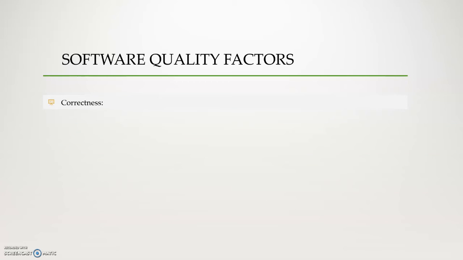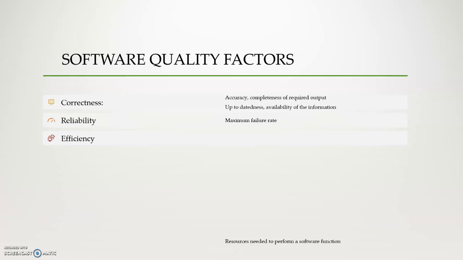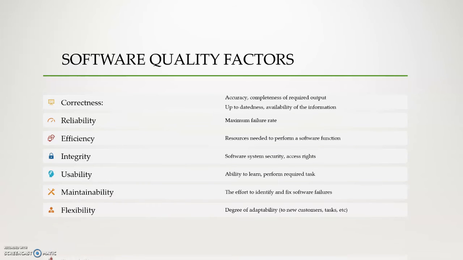Now, for the software quality factors, there are a few. I'll be explaining each one of them. So we have correctness, basically the accuracy and completeness of the required output. High reliability, so the system needs to be reliable, with less downtime. Then efficiency, the resources needed to perform a software function. Integrity, the security part of the system.